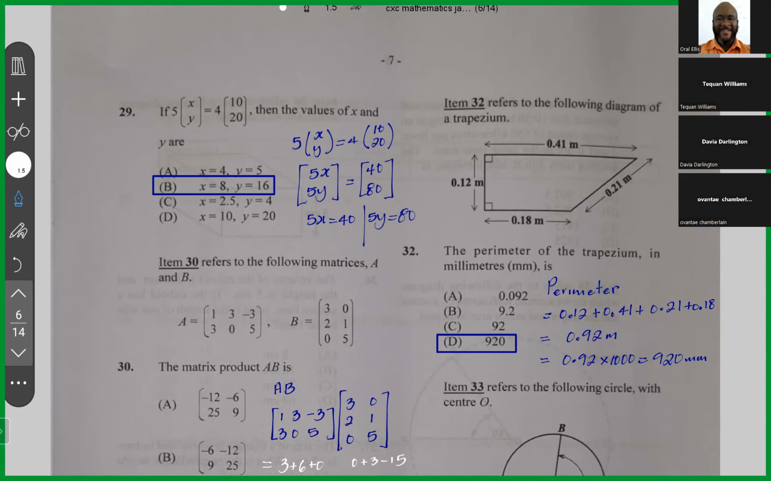32 is asking for the perimeter. Perimeter is the length of the distance around something. So to get the perimeter, you simply add up all the sides. When we add up the length of all the sides, we get 0.92 meters. But we're asked for the answer in millimeters. 1,000 millimeters make a meter. So you simply multiply the meter value by 1,000. 0.92 times 1,000. Move the decimal point 3 places to the right, you get 920 millimeters.